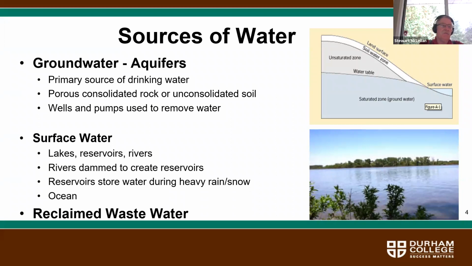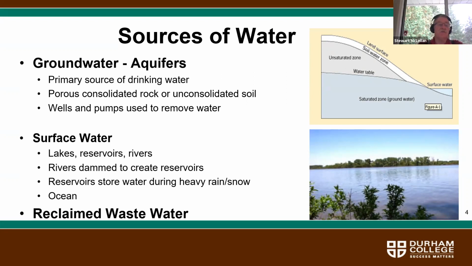Reservoirs, there are some relatively large reservoirs. If you ever take a look at the Hoover Dam down in Nevada, the Hoover Dam is primarily built for the generation of electricity. But there is a very large reservoir that forms behind that dam, and that's a classic example of a river being dammed to create a reservoir.